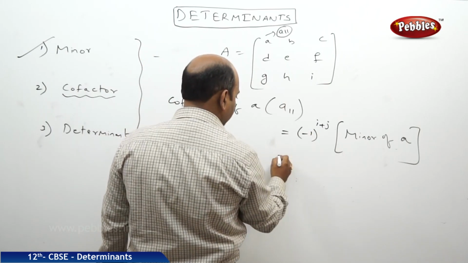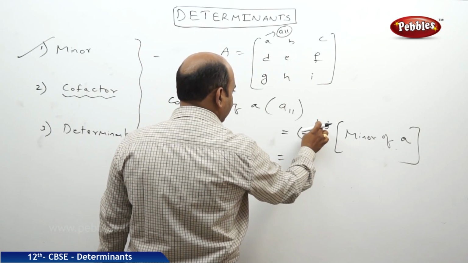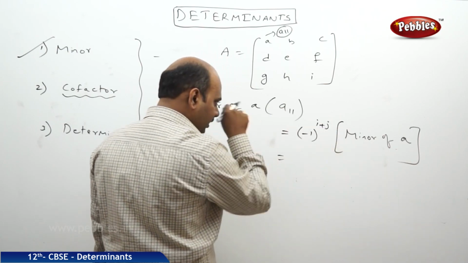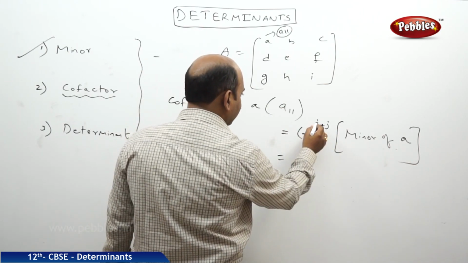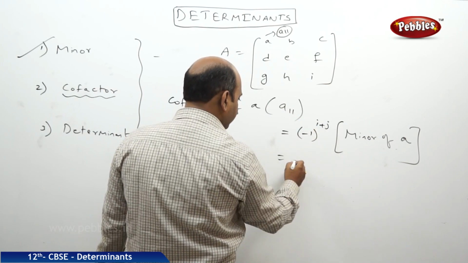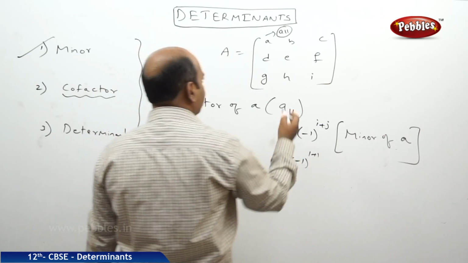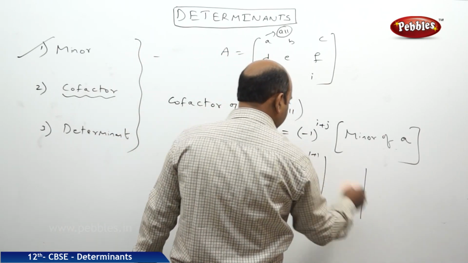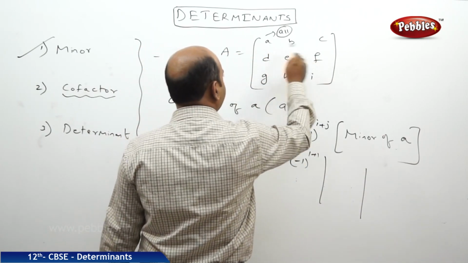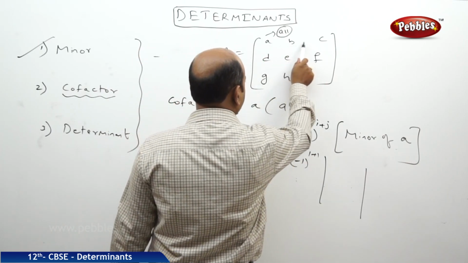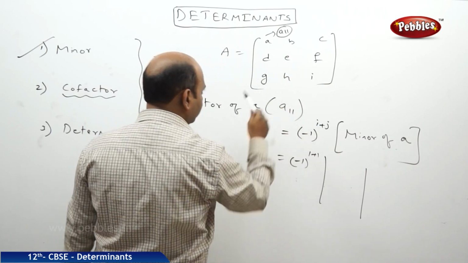That means what happens? i means the element present in the ith row and j means the element present in the jth column. Here, in place of i put 1 and in place of j put 1. So minus 1 power 1 plus 1 into minor of A. Minor of A means the determinant obtained after deleting the corresponding row and the corresponding column. A's corresponding row is this one and A's corresponding column is this one.